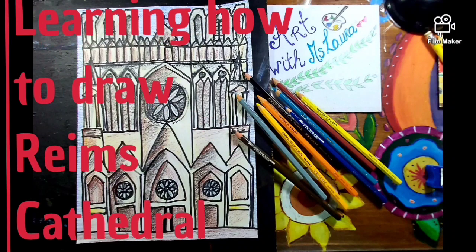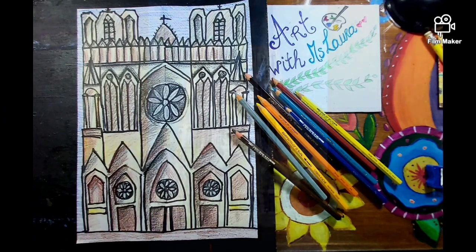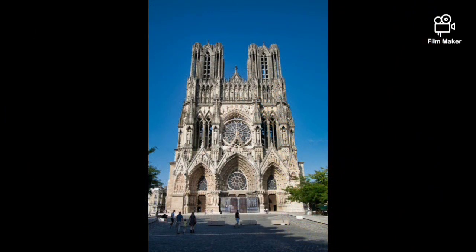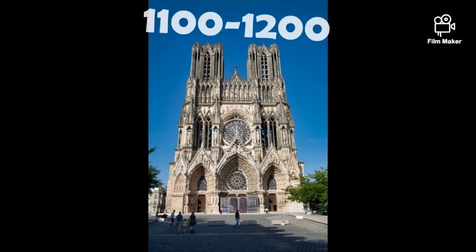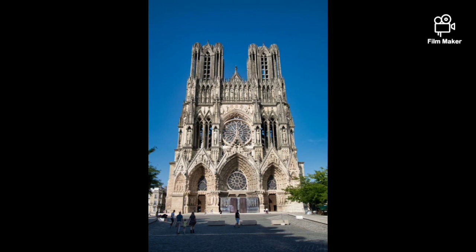In today's art lesson, we are going to learn how to draw the Gothic Cathedral of Reims. What does the word Gothic mean? Gothic is a particular art style which started in the years 1100s to 1200s and was popular till around the 1500s. Even buildings at that time were built in a Gothic style.